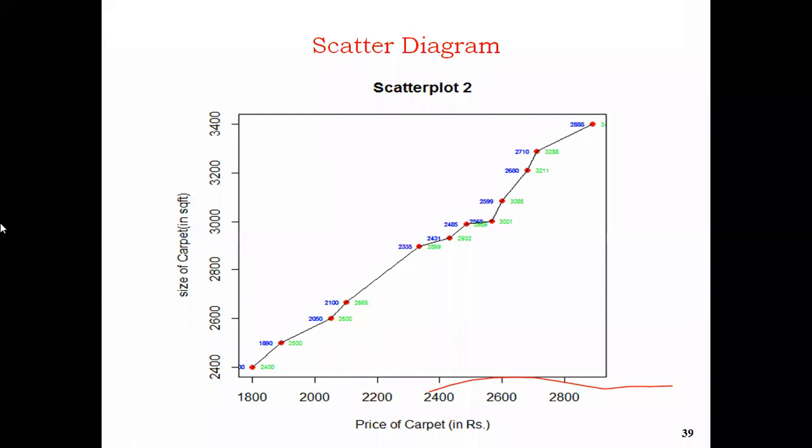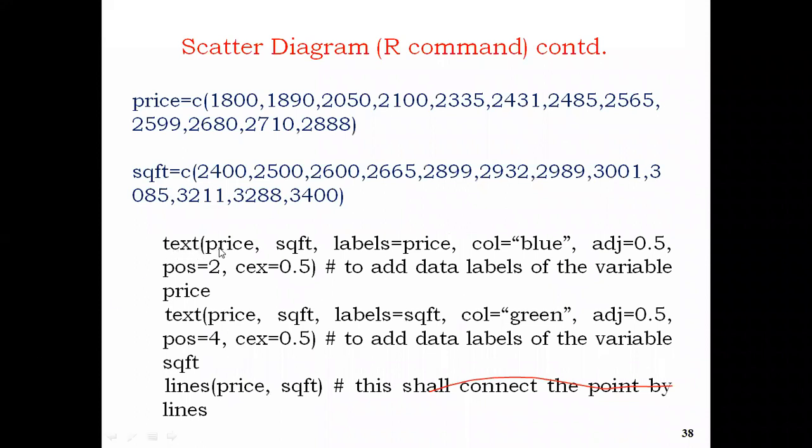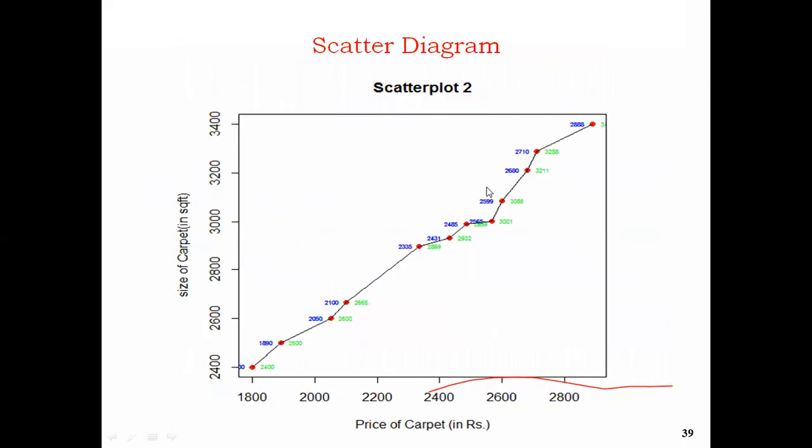Now you see text, price, square feet, labels, price, color, blue. Then adjust: this is 0.5, pos is 2, pos means position, and then cex 0.6. So this is the symbol size 0.5 I have taken, and this is to add data labels of the variable price. For price I have taken the variable.